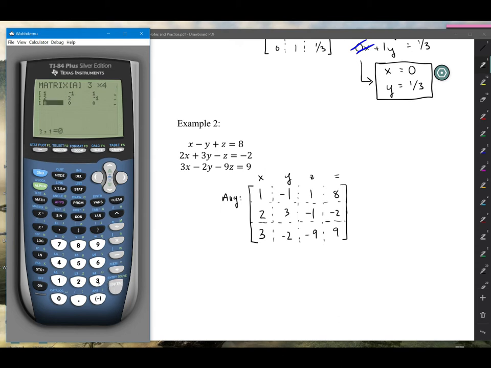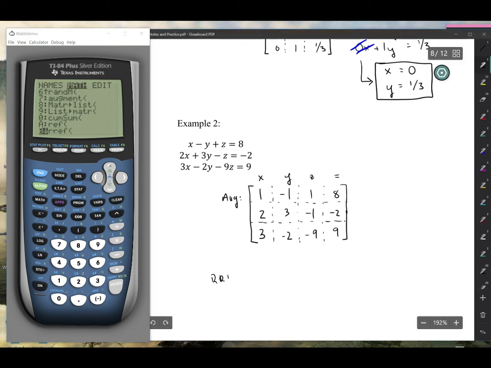And the last row, again, be careful with negatives. It just takes one little mistake to throw it all off, so I'm just checking that. Leave the matrix, go back in, over to math, and down to RREF. So the augmented matrix, we're going to use RREF, reduced row echelon form.